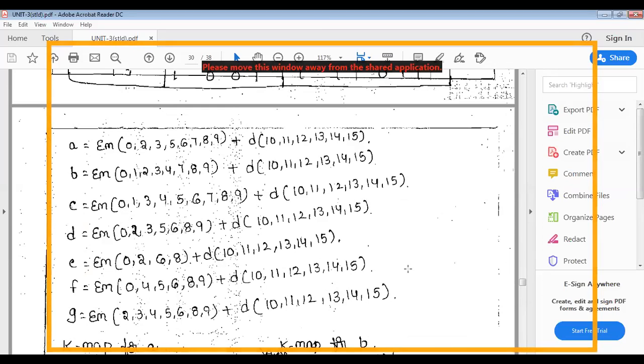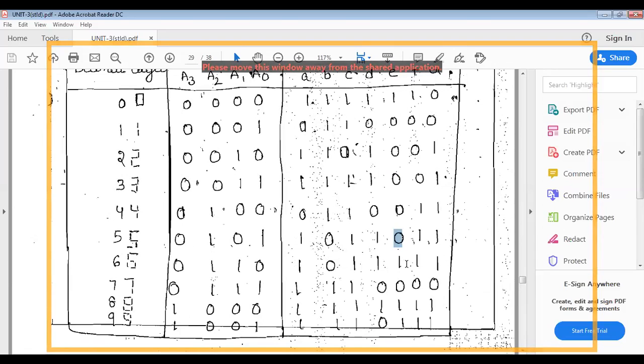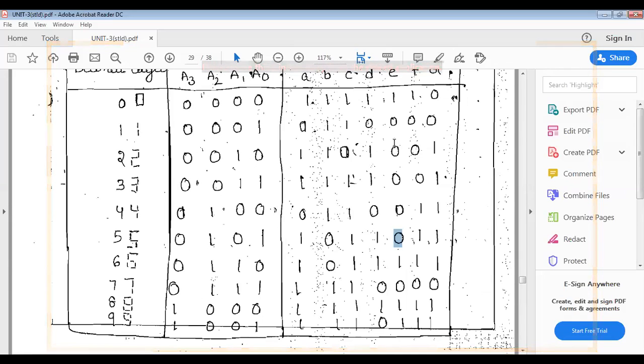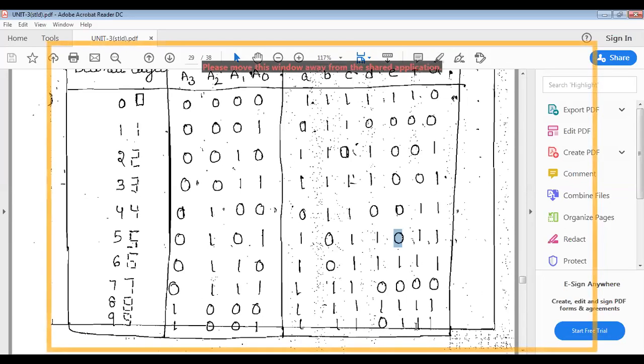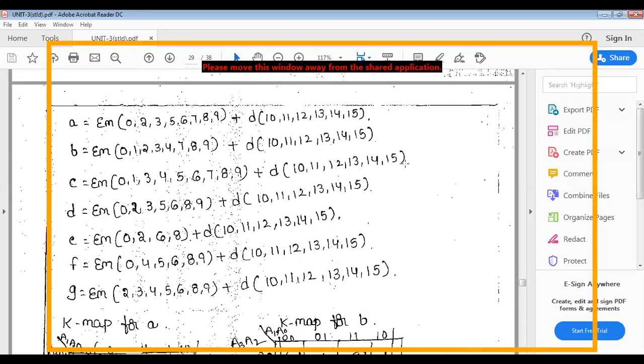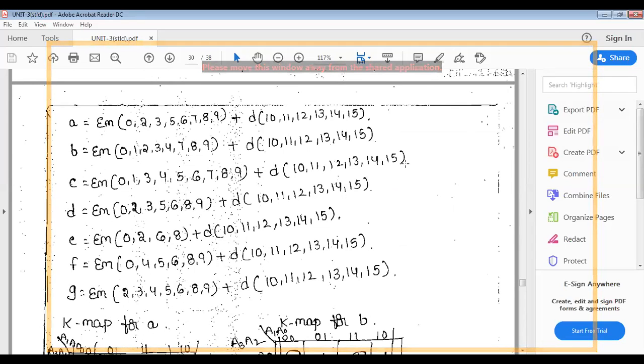What are the minterms we wrote here? The minterms are right, but in the truth table there is a mistake. That mistake is at the 2, E is not the 0, it is a 1. And at the 9, D is not the 0, it is a 1, and E is the 0. You only have to change these 3, interchanging 0 and 1, and change the 0 as 1 here. Then the minterms we have taken for A to G are absolutely right. Using those minterms and the don't cares, you have to go about finding the Boolean functions.